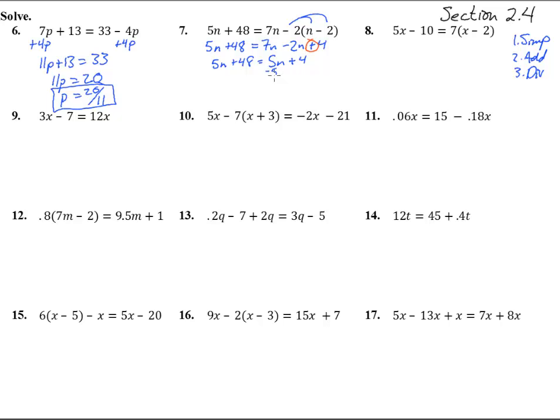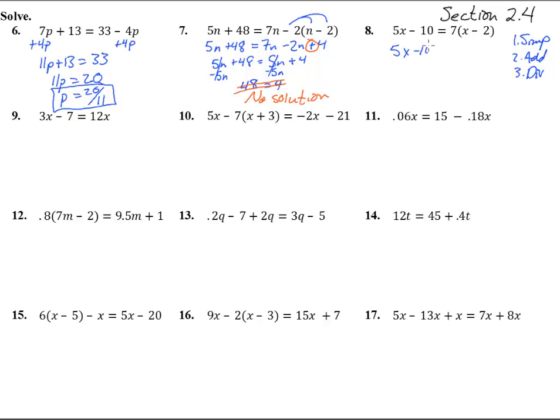Subtract 5n, try to get these two together, and we end up with 48 equals 4. That's horrible. That's a nonsense statement there. That will never happen. There is no solution to 48 equals 4. Just never happens. Next one, number 8.